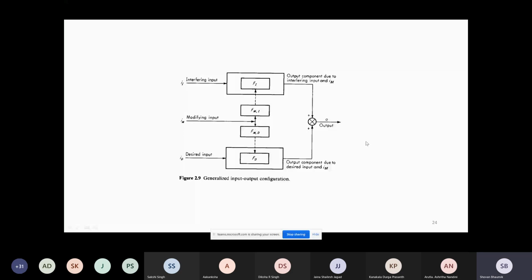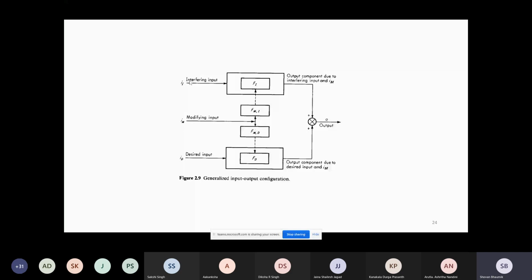ID is the desired input, FD is the transfer function, and it goes to the output. Now there are two other inputs. On the top you see the interfering input, II. It goes into another block, which is a transfer function. I call it FI, and it gives some output.